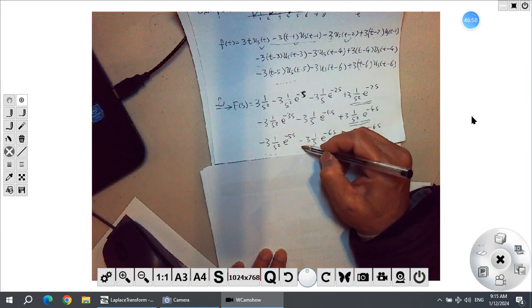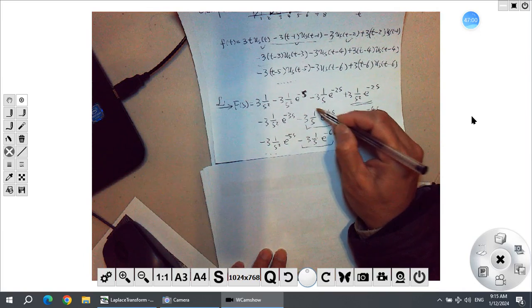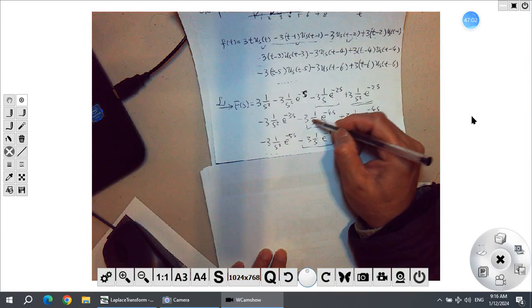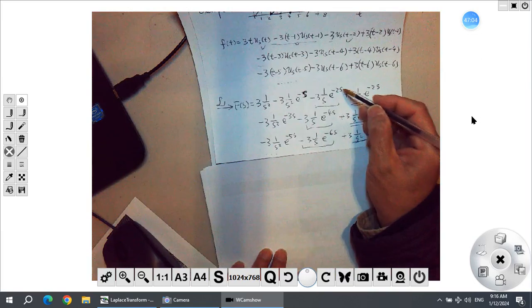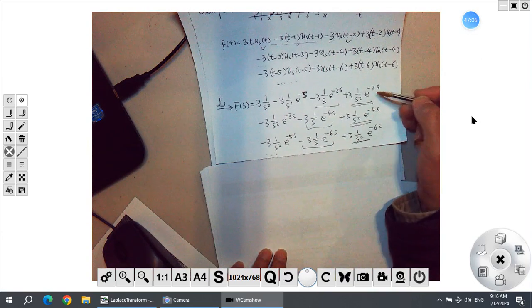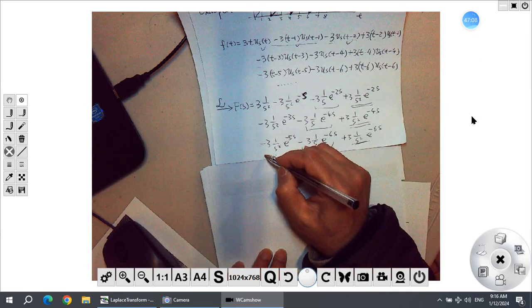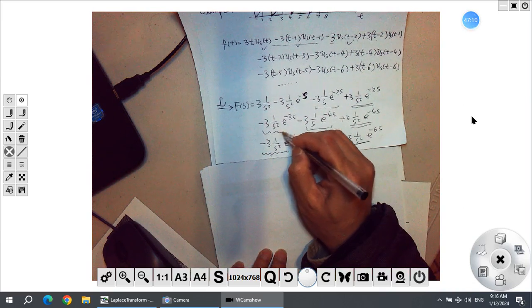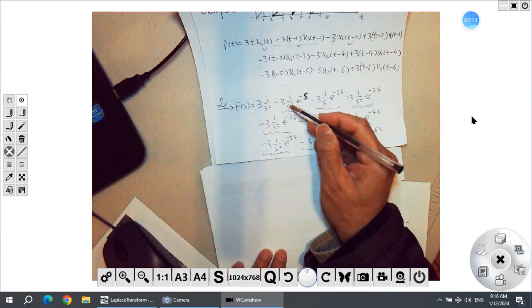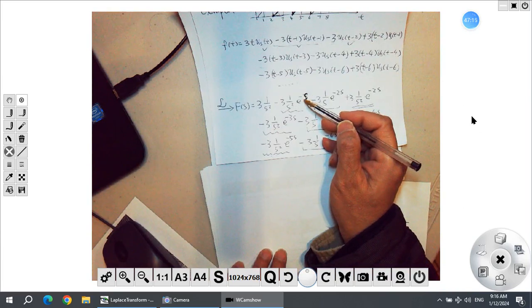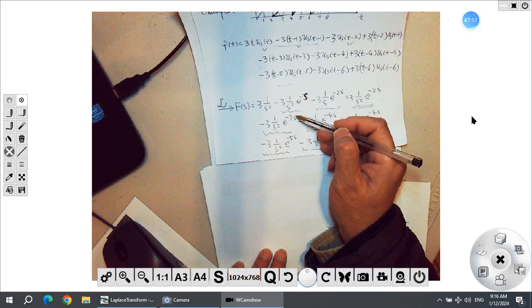And this one is also similar. 3, 1 over s, 3, 1 over s, and the exponential power, this one, this one, this one. Same with this. And this one, 1 over s squared, e to the negative 1s, 3s, 5s, and so on.